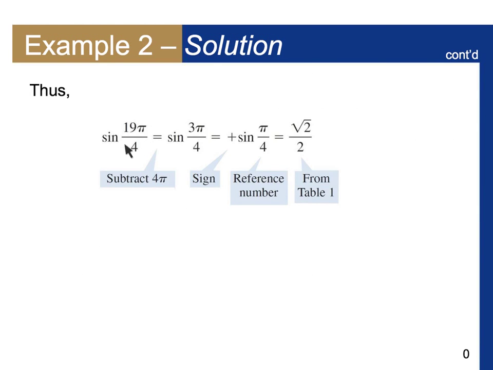Okay, so just to summarize, sine of 19 pi over 4 is the same as sine of 3 pi over 4 because we took away two circles. And that's the same as sine of pi over 4 because the y is the same. So it's square root of 2 over 2.